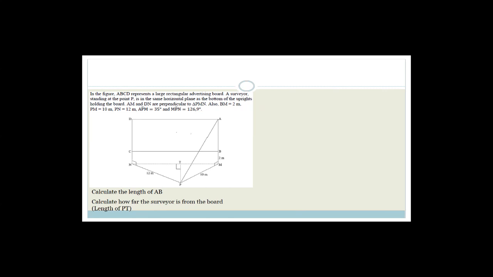So it says, in the figure, A, B, C, and D represents a large rectangular advertising board. So let's pretend there's some people on it.